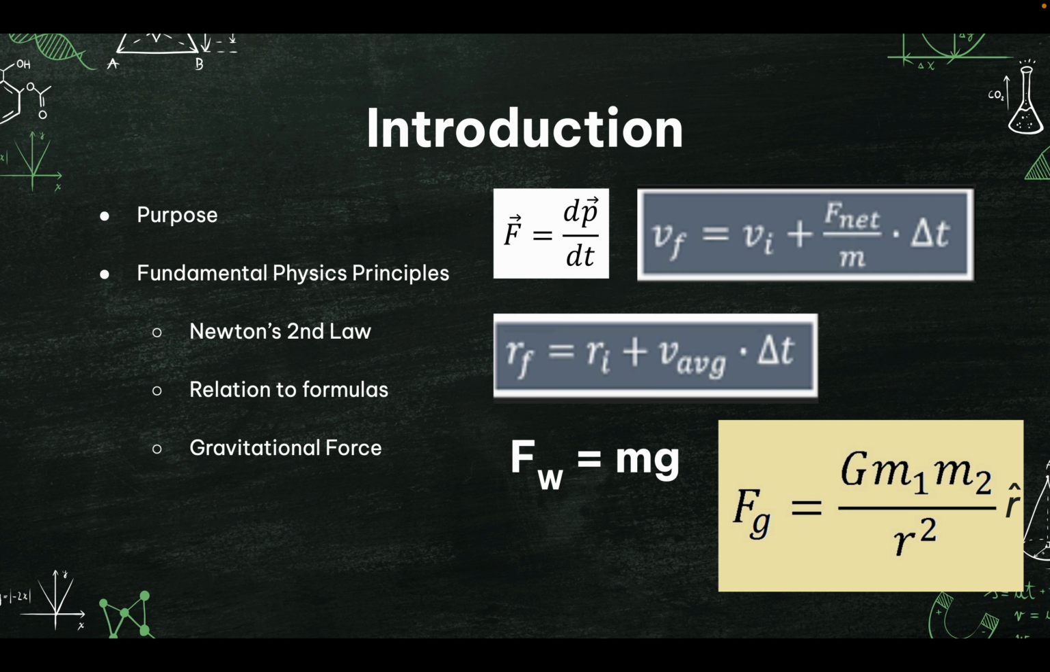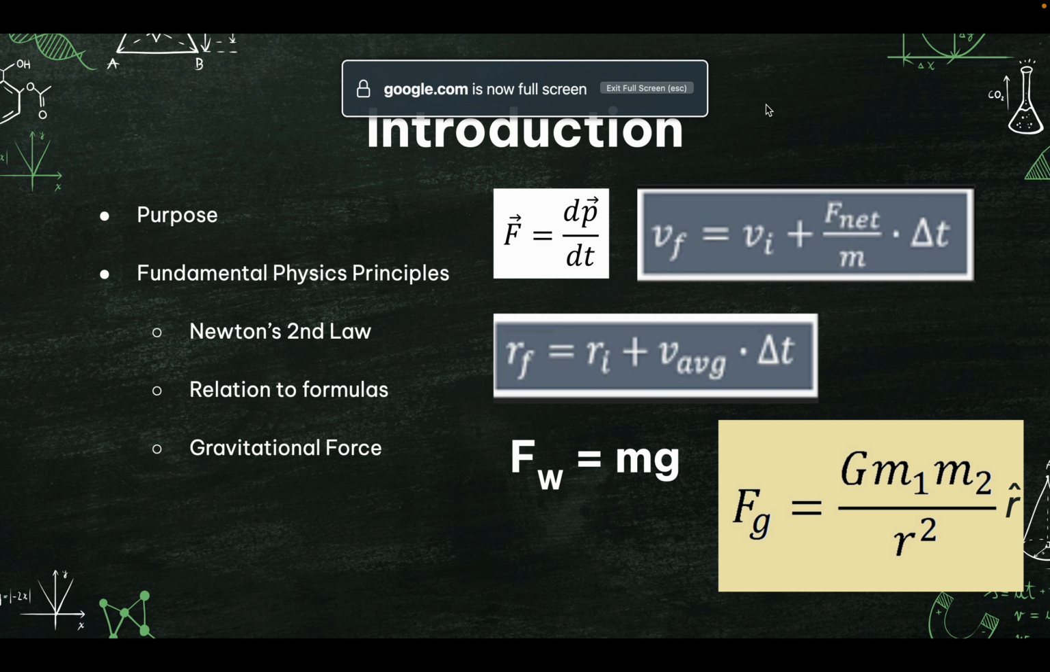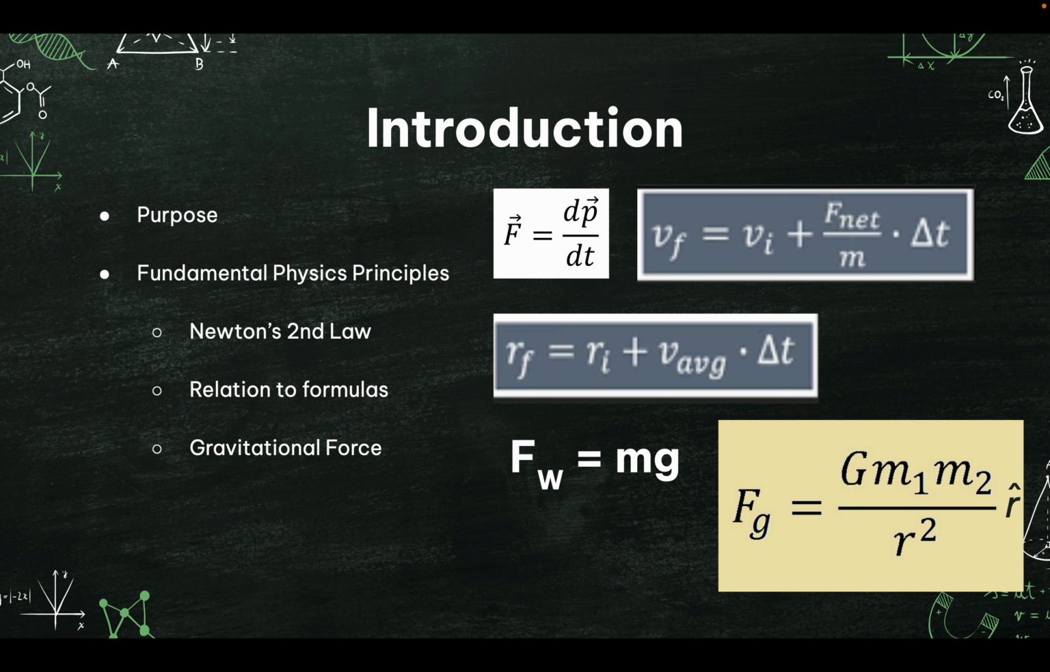The fundamental physics principles in this lab include Newton's second law, which shows that the net force is equal to the change in momentum over time. This can be rewritten as the velocity update formula, which can be derived from Newton's second law. The velocity update formula can be written into the position update formula, which is important for this lab. All of these formulas are very important for this lab.